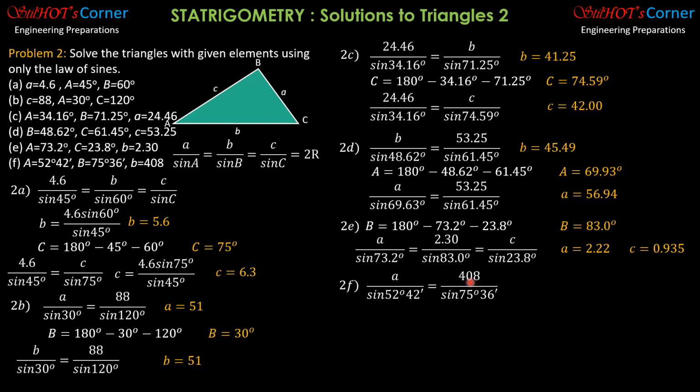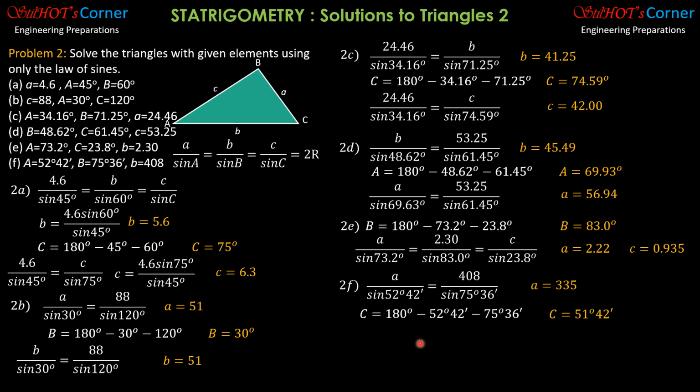So side A is 408 sine 52 degrees 42 minutes divided by sine 75 degrees 36 minutes. Solving for A, therefore, is 335 units to three significant figures. Then let's solve for angle C, which is equal to 180 degrees minus angle A, 52 degrees 42 minutes, minus angle B, which is 75 degrees 36 minutes. So this angle C here is equal to 51 degrees 42 minutes.